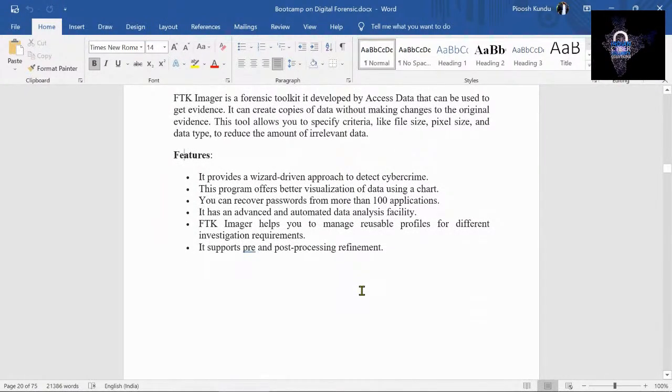Now, what are the features available in FTK Imager? It provides wizard-driven approaches to detect cybercrime. These programs offer better visualizations of the data using charts. It recovers passwords for more than 100 applications. It has advanced and automated data analysis facilities. FTK Imager helps you manage reusable profiles for different investigation requirements. This supports pre- and post-processing refinement.